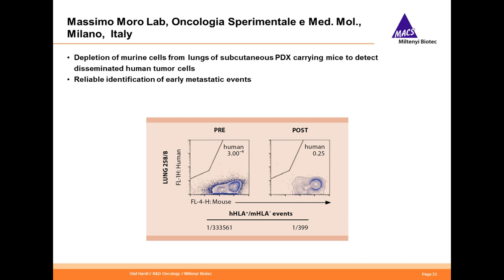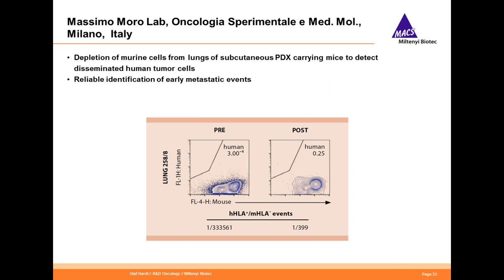And next to, of course, doing that on pure tumor tissue, you can also look for circulating tumor cells or disseminated tumor cells. And this is just one example data from the Massimo Moro lab in Italy, which is looking into disseminated tumor cells. So they set a xenograft in an animal, and then after a couple of weeks, they look for human disseminated cells in the lung for metastatic spread. And if you then take out the lung and dissociate it, usually the human events are so rare that it's really below the detection level of flow cytometry to enumerate them.